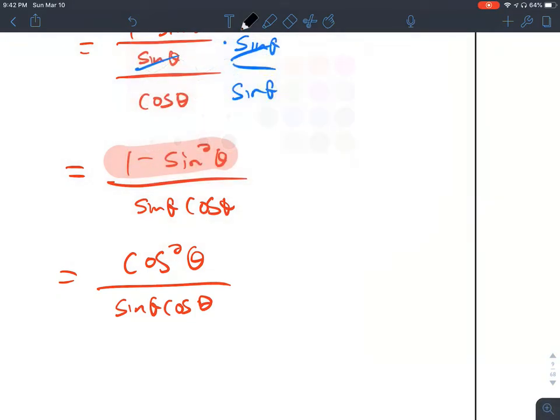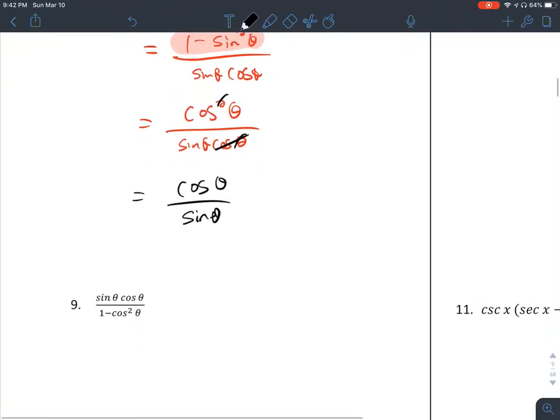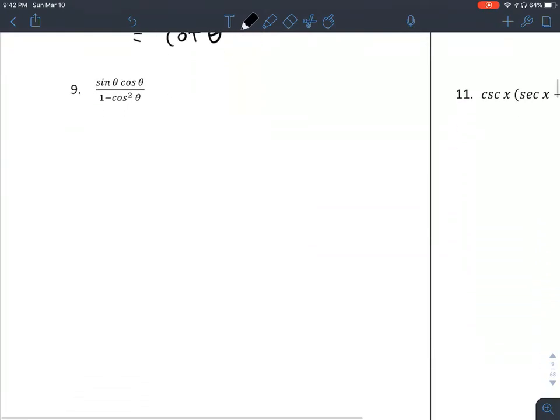Then I can cancel from the top and the bottom of the fraction one of the cosine of thetas. So it leaves me on top cosine of theta over sine of theta. If the directions were different, where it said leave your answer in terms of sine and cosine, we'd be done. If it said sine or cosine, we wouldn't be done. This direction says leave it in terms of one trig function. This is equal to cotangent of theta. So now we're finished with it.